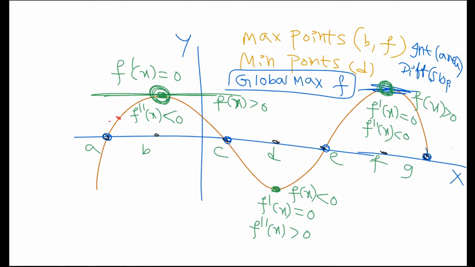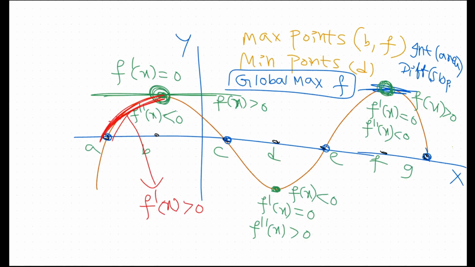Last one point. A to B, what is happening to the function? Increasing. Correct or not? A to B, what is happening to the function? It is increasing. And I already told you that condition: if it is increasing, f dash x should be greater than 0. Correct or not?